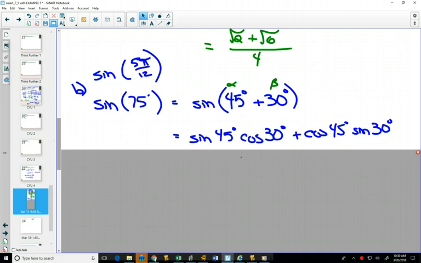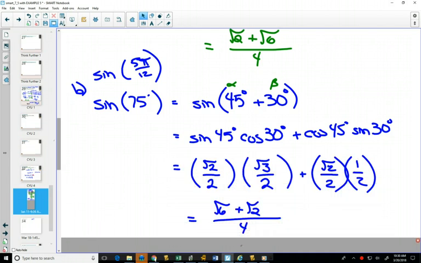All right, see how you did. Were you able to get root 6 plus root 2 all over 4? Just coincidence that it is exactly the same as the one before, but not coincidence in that you see a root 2, a root 6, and a 4. For sine and cos of all the pi over 12, you will always have a root 6, always have a root 2, and it'll always be over 4.